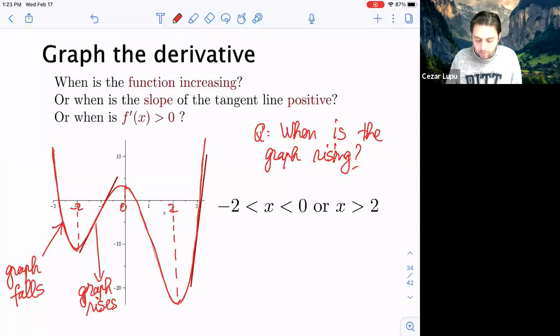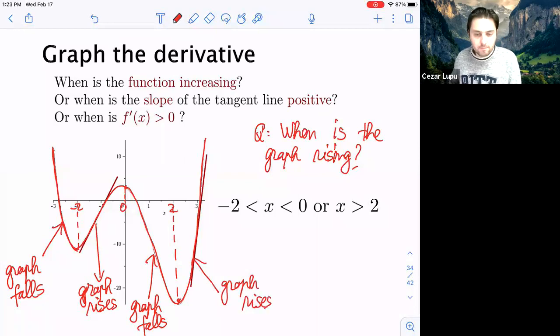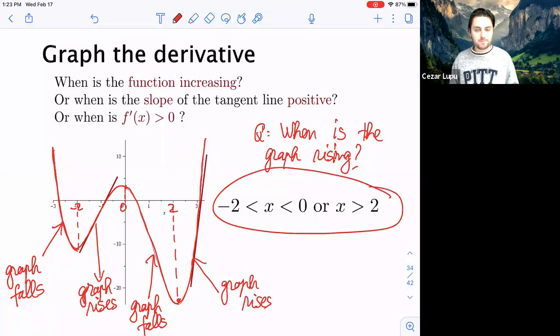And now the graph here falls. Right, all the way to here, and now the graph rises here. So just like Nolan says, on both. So the graph rises on both, right? When x is greater than 2, and also when x is between -2 and 0, right?